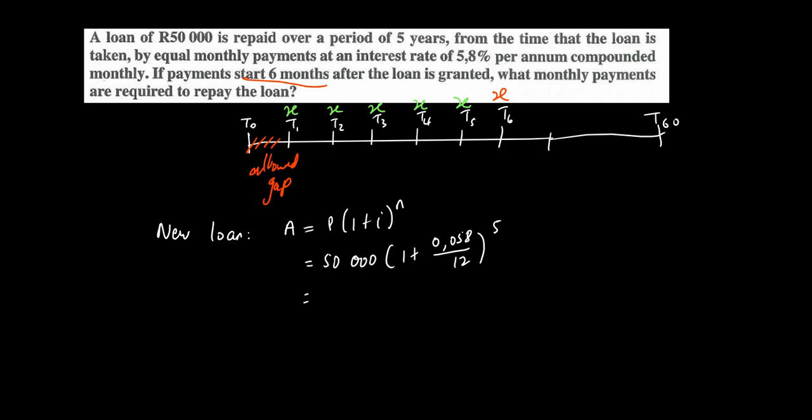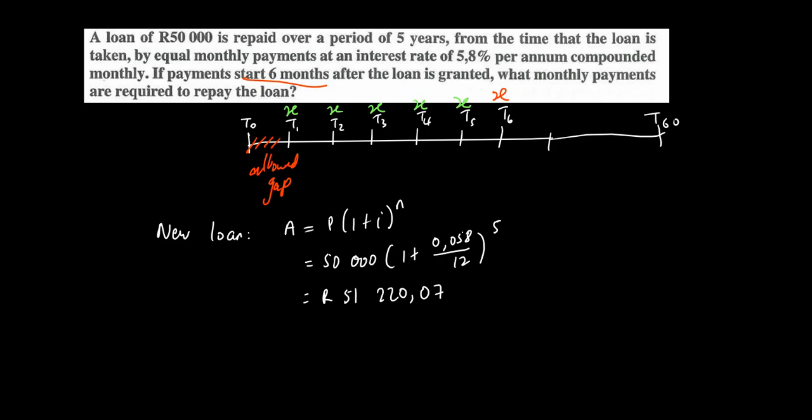Then what are you gonna get? You get 51,220.07. This is the new loan. Then you use this new loan to get the new monthly installments. Because if the person had decided to not miss the payments, the monthly installments they would pay are actually lesser compared to what they are now going to be paying.